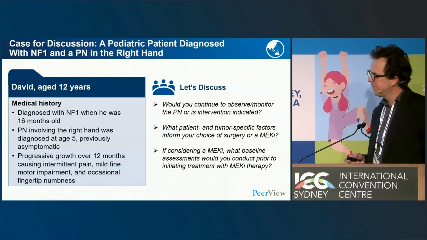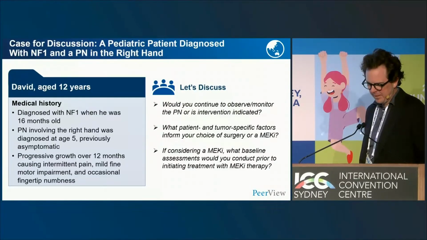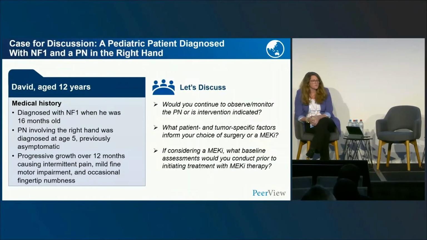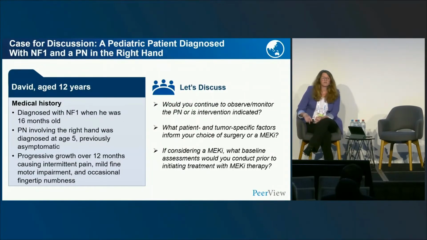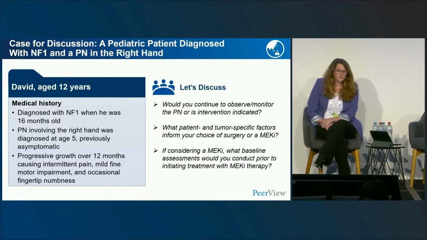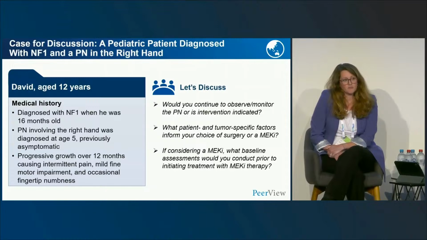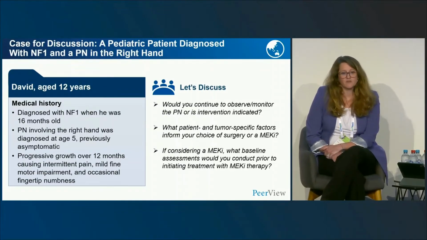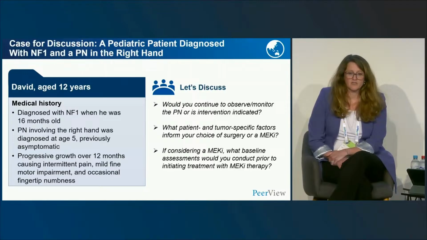So this is a 12-year-old who, in my understanding of this vignette, we've been monitoring for several years. They've had this plexiform on their hand, and now it's causing him new issues. It's growing in addition to pain, motor impairment, and an occasional fingertip numbness. So yes, obviously we would want to make sure we had very up-to-date imaging, but this is a case where I would strongly consider and recommend treatment. I think if you have a growing tumor that's causing new problems, this patient is one that very potentially could benefit from MEK inhibitor therapy.